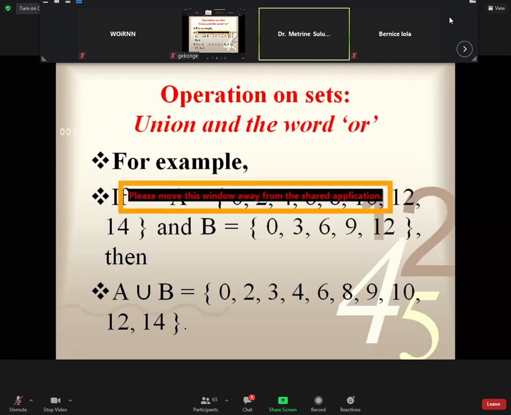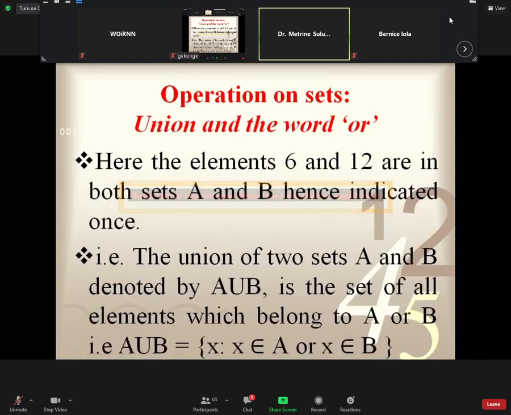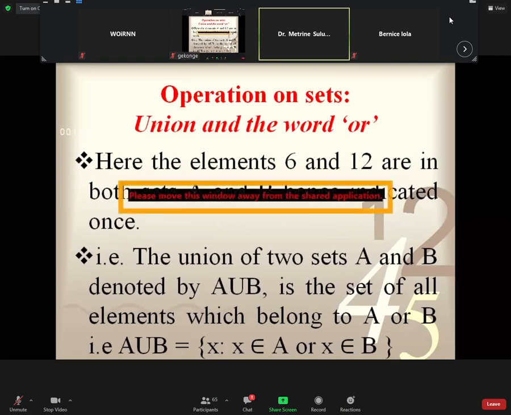We have written the elements that are appearing in A, or the elements appearing in B, or appearing in both. Which elements are appearing in both? We have 0 and 6. And because we are looking at union, we only write them once. So the elements 6 and 12 are in both sets A and B, and even 0, hence indicated once.